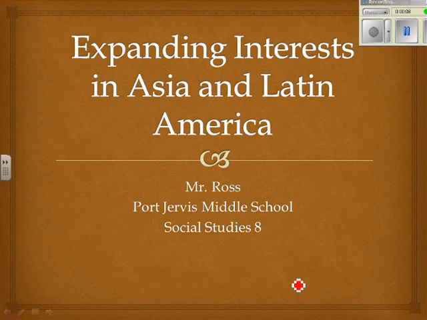The last part of Chapter 22 we're going to look at is how the United States is going to expand interests in Asia and Latin America. In previous chapters, we've looked at how we annexed Hawaii, purchased Alaska, received the Philippines, and interest in Cuba and Puerto Rico, right, through the Spanish-American War. This section is all about how we further expand and exert our control on our colonies.